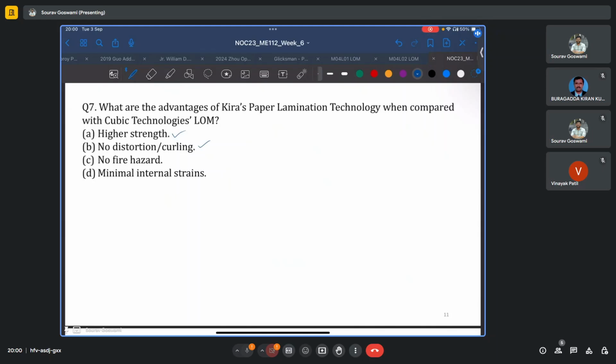Again, since Kira's paper lamination technology uses a knife, a mechanical knife, instead of a laser, and because the temperatures achieved are lower than that in LOM, the fire hazard is also minimized. And because the iron, after coming in contact with the sheet, moves away, and then the sheet is allowed to relax and release these strains, the residual stresses and strains or the internal strains are also at a minimum. Thus, in this case, we find that all the four options are correct.